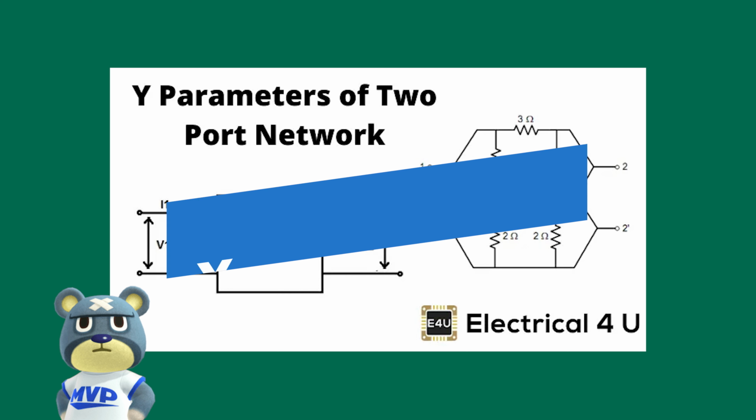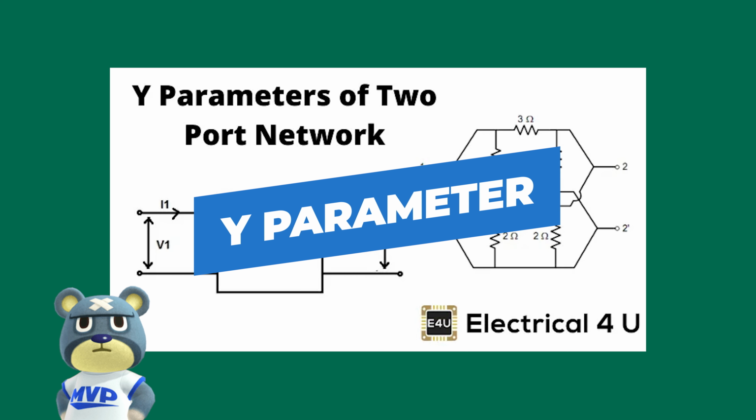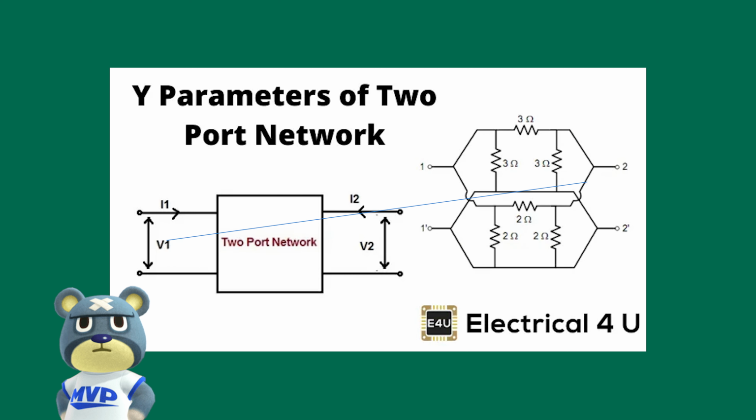So the next parameter is the Y parameter. The Y parameter is also known as admittance parameter or short circuit parameter. These are the properties used in electrical engineering to describe the electrical behavior of a linear electrical network. These Y parameters are used in the Y matrix, admittance matrix, to calculate the incoming or outgoing voltage and current of a network. So Y parameters are also known as short circuit admittance parameters.